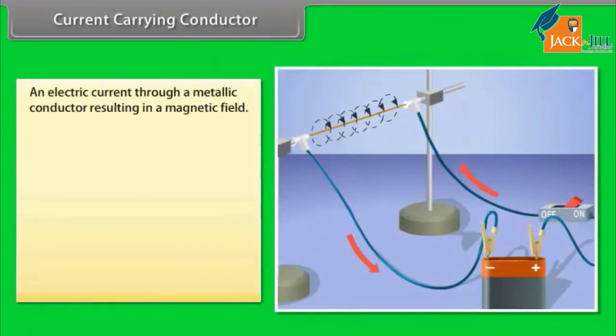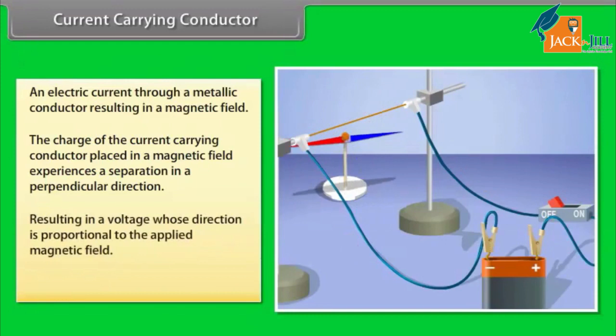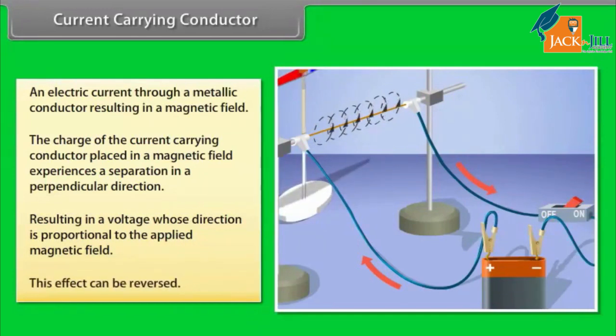An electric current passing through a metallic conductor results in a magnetic field being created around it. The charge of the current-carrying conductor placed in a magnetic field experiences a separation in a direction that is perpendicular to the current and the magnetic field. This results in a voltage whose direction is proportional to the applied magnetic field. This effect can also be reversed.